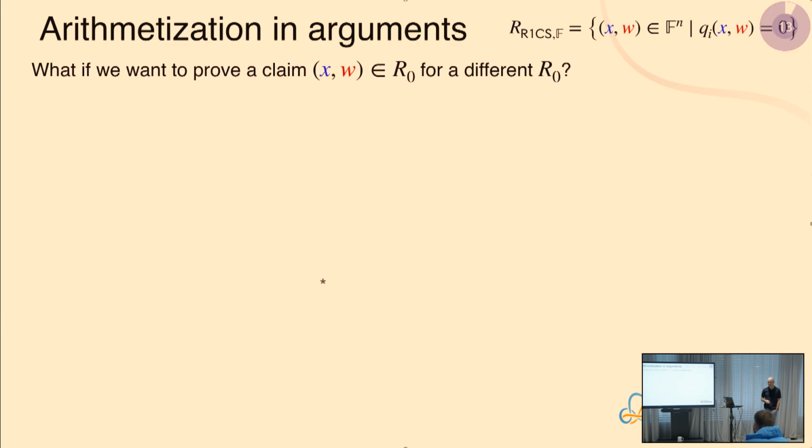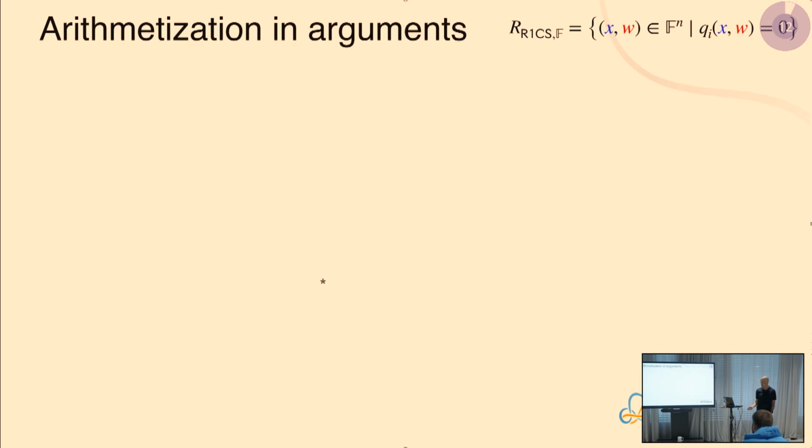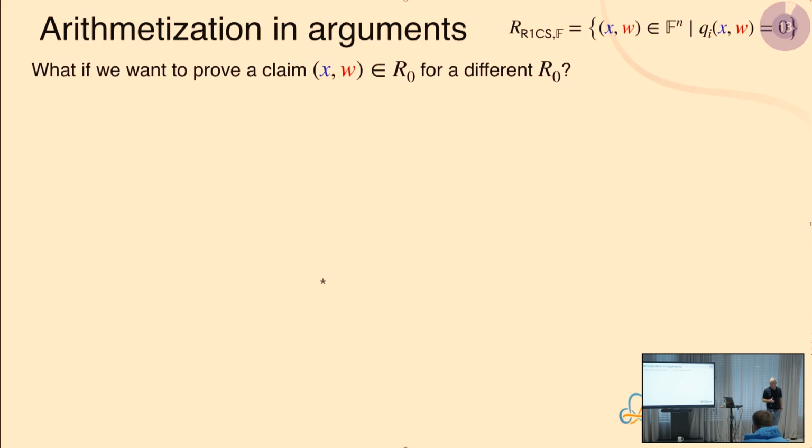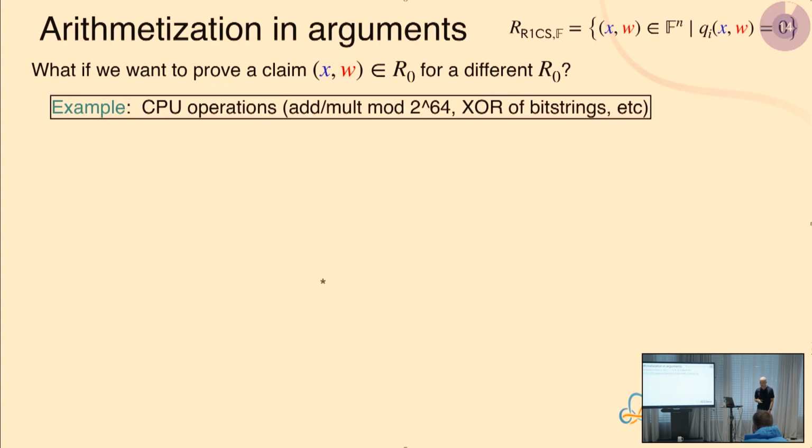Okay, so that's fine. When we have proof systems for R1CS over a field, they work nicely. But what if we want to prove a claim about a relation that has nothing to do with an R1CS over this finite field? So say that we want to prove CPU operations, which is quite a hot topic these days with the ZKVMs. Say we want to prove addition and multiplication modulo 2 to the 64, exclusive OR of bit strings, and so on.